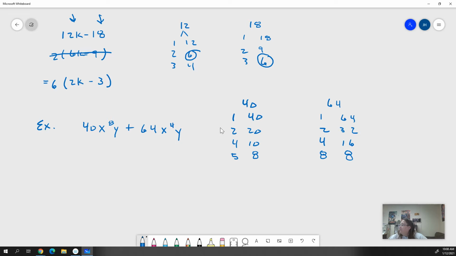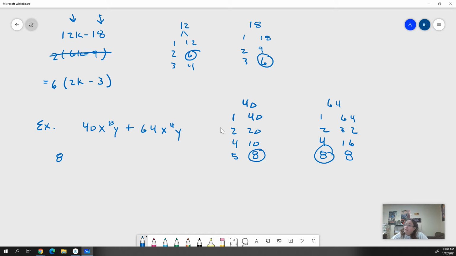I think 12 might go into 9, 10, 11, 12. But I don't need to look any further than this at this point, right? Because I see that 8 and 8 work, right? They each have an 8. So I know I can factor out an 8.